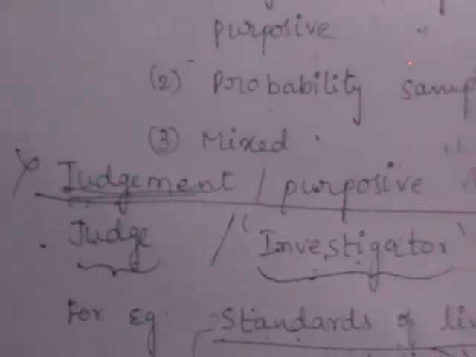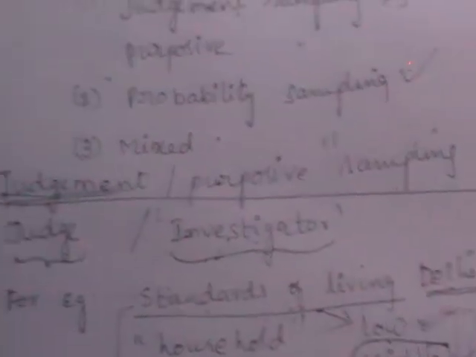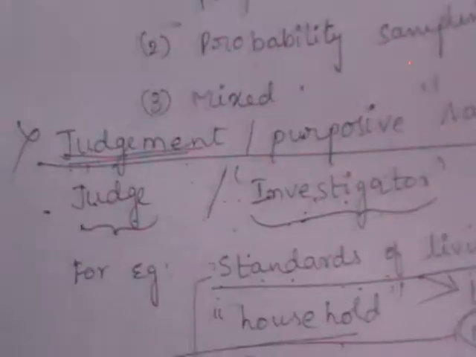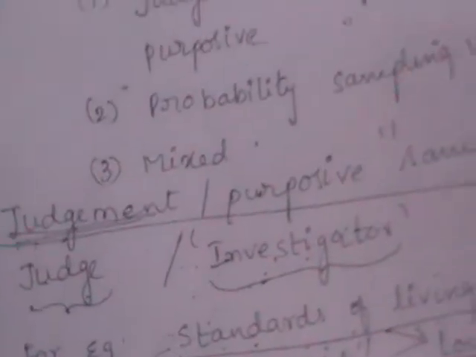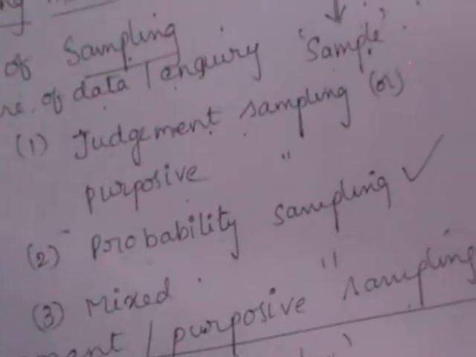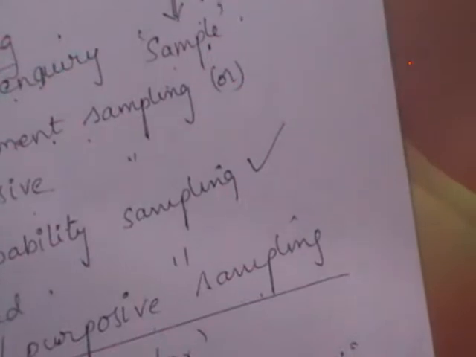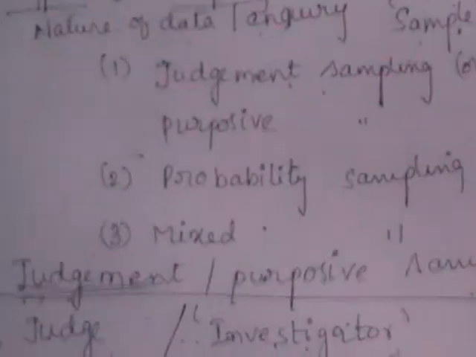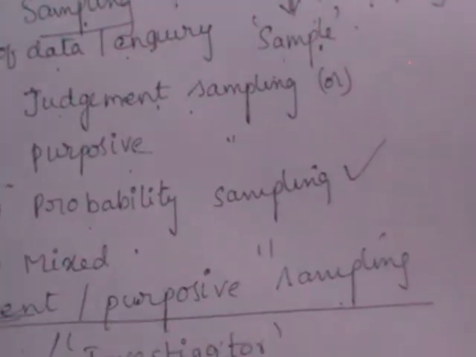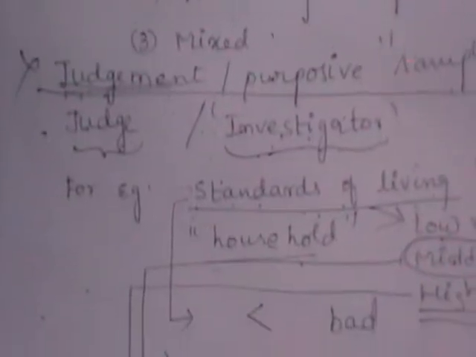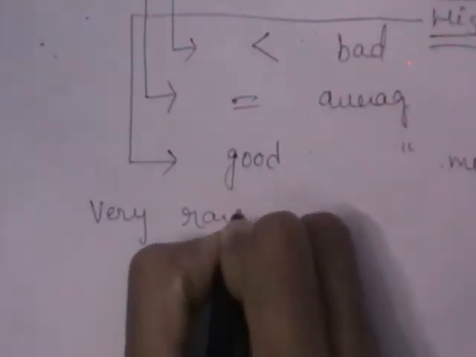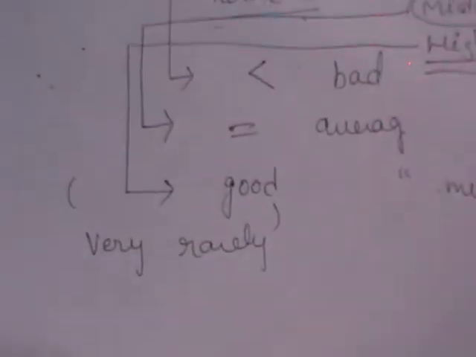Under judgment or purposive sampling, the selection of particular units into the sample mainly depends upon the choice of the investigator, or his interest or his opinion. Those sampling methods don't give you good results. They may mislead the objective of the survey. So this is a very rarely used method. Nowadays no one is using this method to collect a sample.